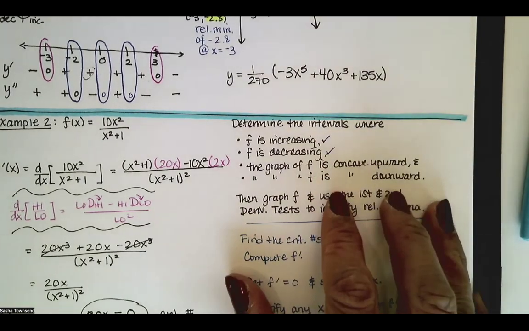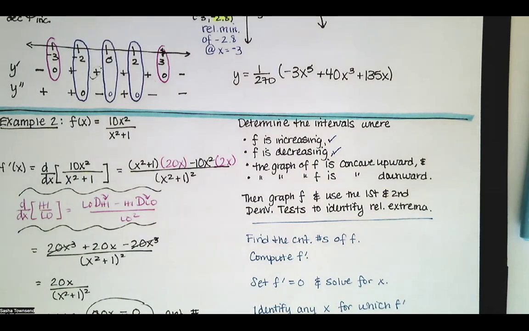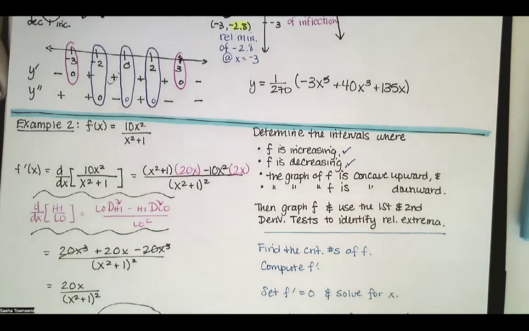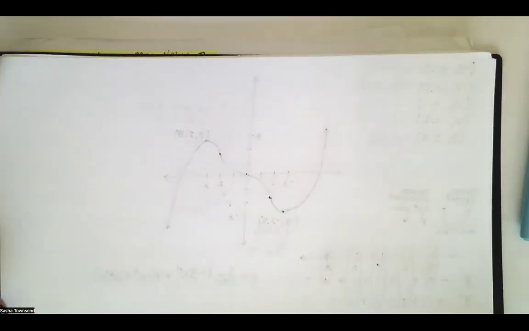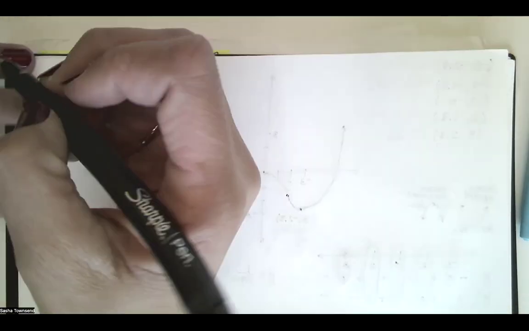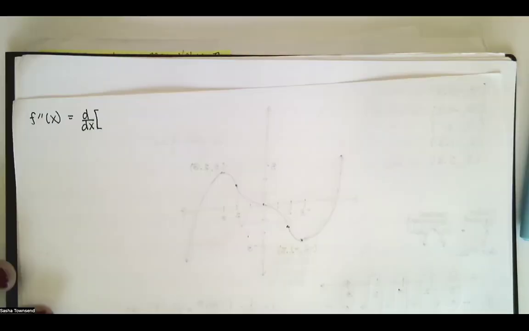Now we want to do pretty much the same thing with the second derivative to determine where our graph is concave upward and concave downward. And so we will compute the second derivative now and look at where it changes signs. F double prime of x is the derivative with respect to x of the first derivative, and the first derivative was 20x divided by x squared plus 1 quantity squared.